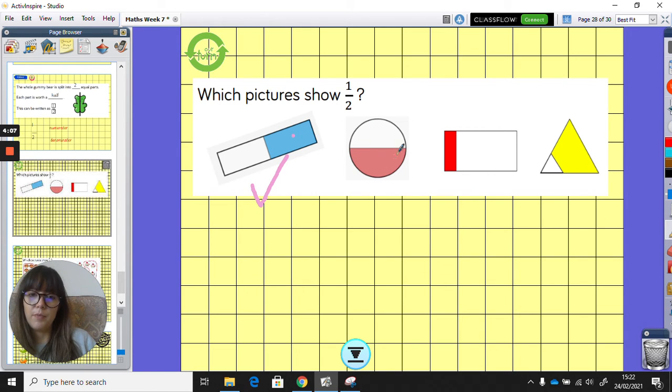Let's look at the next one. This one is also split into 2 groups. Is it split into 2 equal groups? Yes, it is. So therefore, this one is a tick. This one is also split into 2 groups, but is it 2 equal groups? No, it isn't. So I'm not going to tick that one. Let's look at the next one. This one is split into 2 groups too, but again this bit is much bigger than this bit, so it's not 2 equal groups. So I'm not going to tick that one.